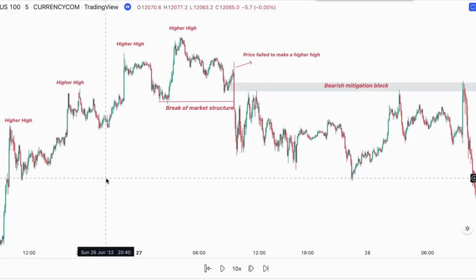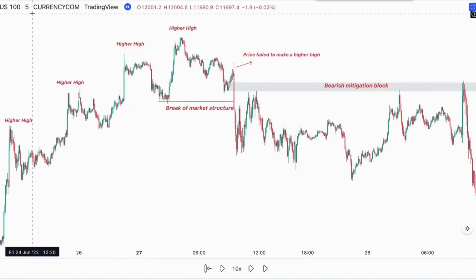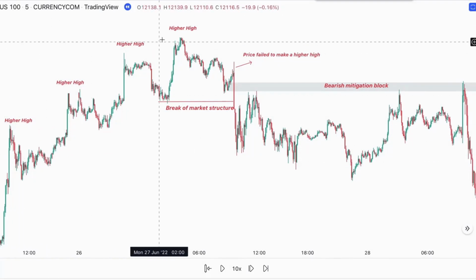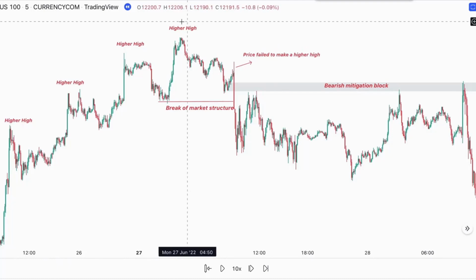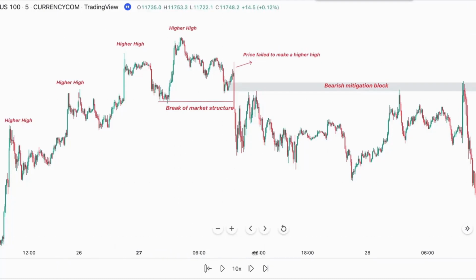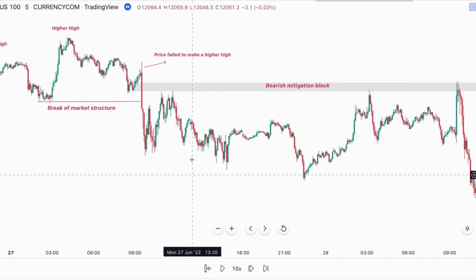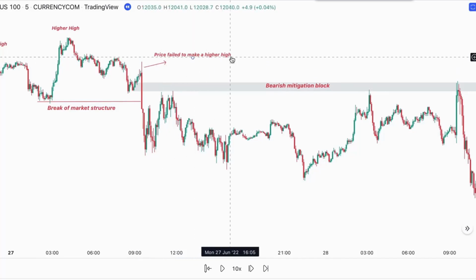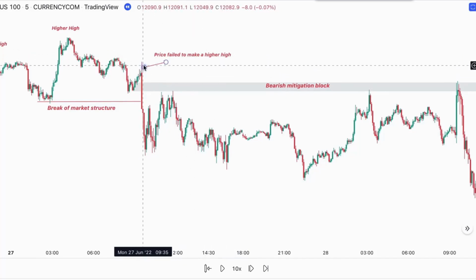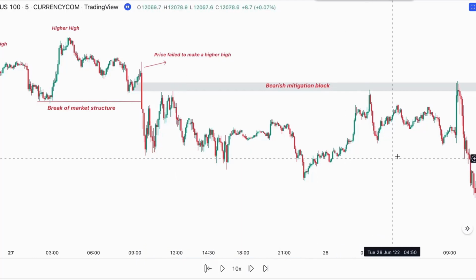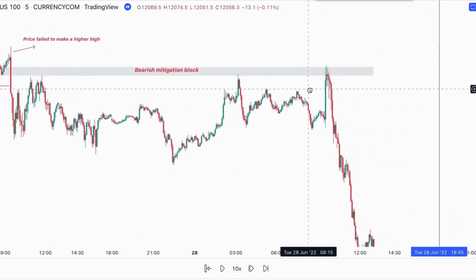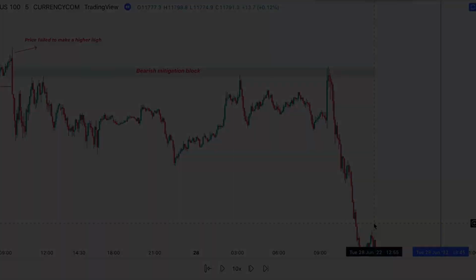In this example, we are using the 5-minute Nasdaq chart. In this bullish trend, price made higher highs until reaching this last swing high. Price failed this time to make another higher high and dropped down. After that, price returned to the bearish mitigation block before continuing lower.